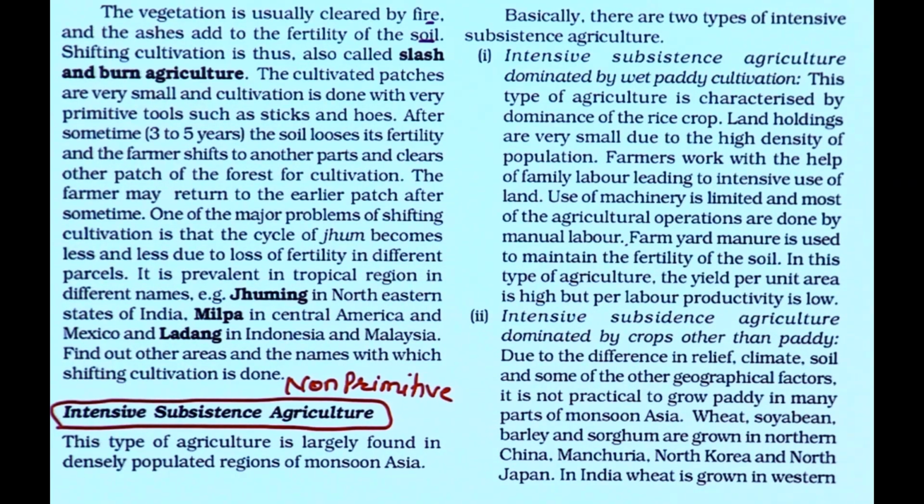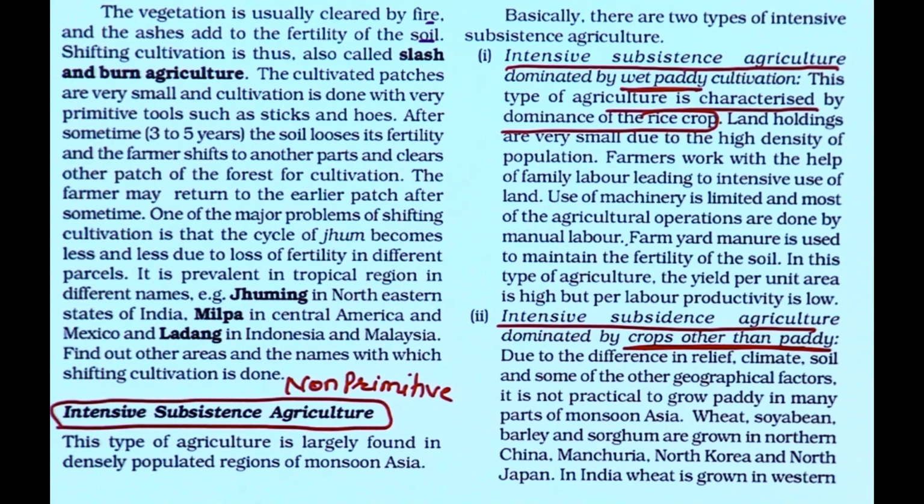And if I talk about intensive subsistence agriculture, which we said is the non-primitive type, then our NCERT gives us essentially two subdivisions of it: intensive subsistence agriculture with paddy and intensive subsistence agriculture without paddy. With paddy, agriculture is characterized by dominance of rice crop. Land holdings are very small due to high density of population. Farmers work with the help of family labor. Please recall the terminology that we have learned. Use of machinery is limited. Farmyard manure is used to maintain the fertility of the soil.